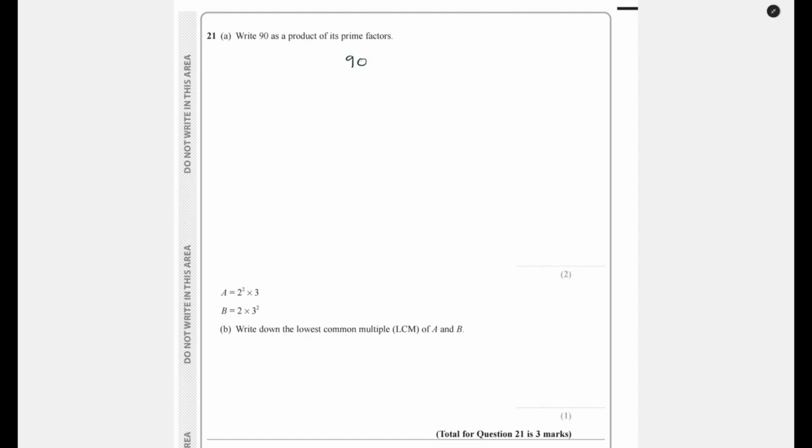Question 21a says write 90 as a product of its prime factors. So 90 can be broken down into 9 times 10, and 9 can be broken down into 3 times 3. 3 is a prime number, so we're going to circle that. And then 10 can be broken down into 5 times 2, both of which are also prime numbers. And so our answer is going to be 2 times 3 times 3 times 5.